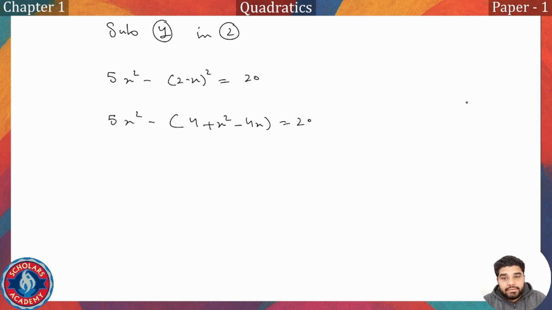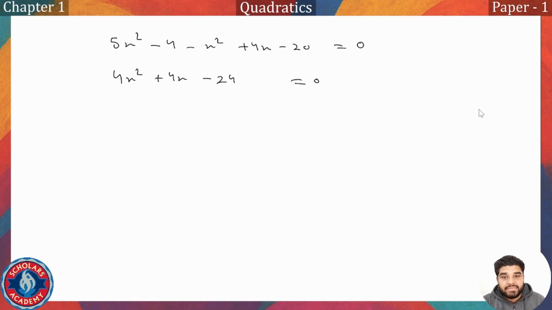Now opening this bracket, we get 5x square minus 4 minus x square plus 4x minus 20, we bring this 20 to the left hand side, is equal to 0. 4x square plus 4x minus 24 is equal to 0. We can take 4 common, we get x square plus x minus 6 is equal to 0.